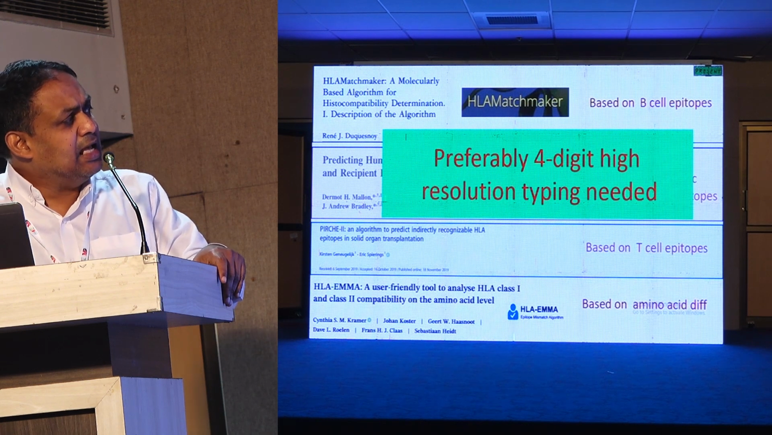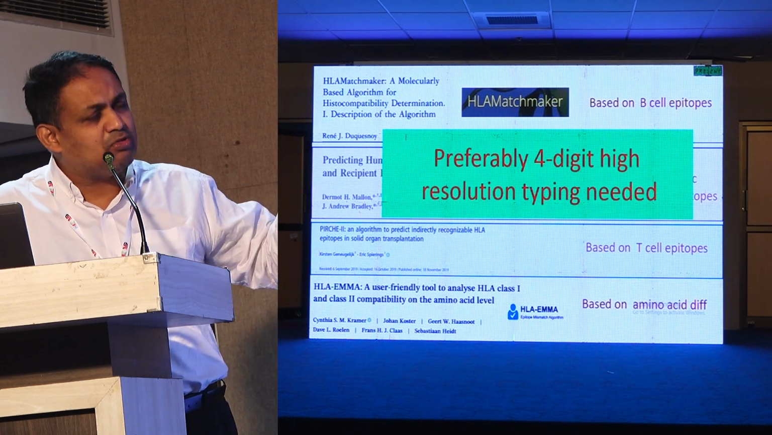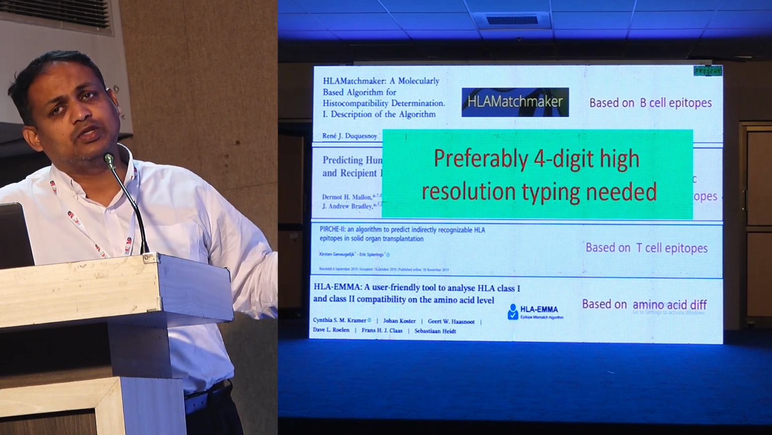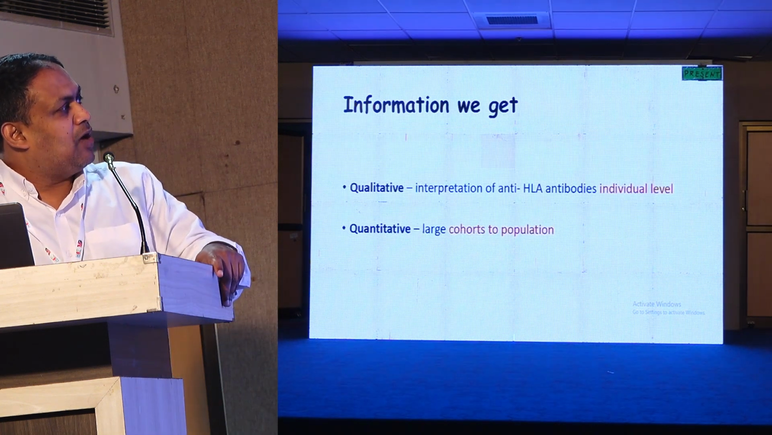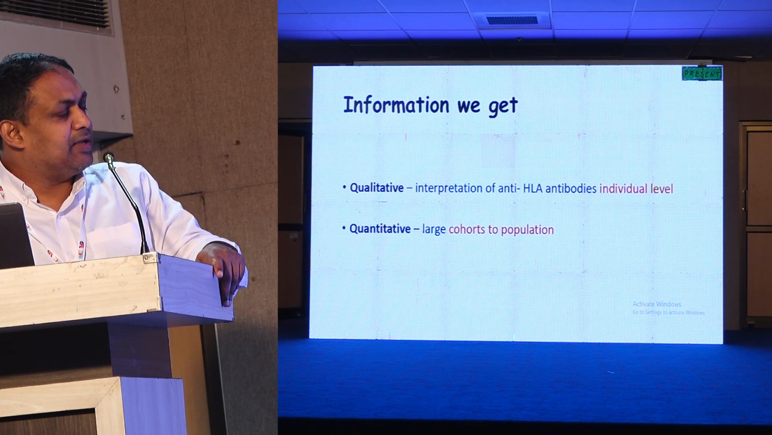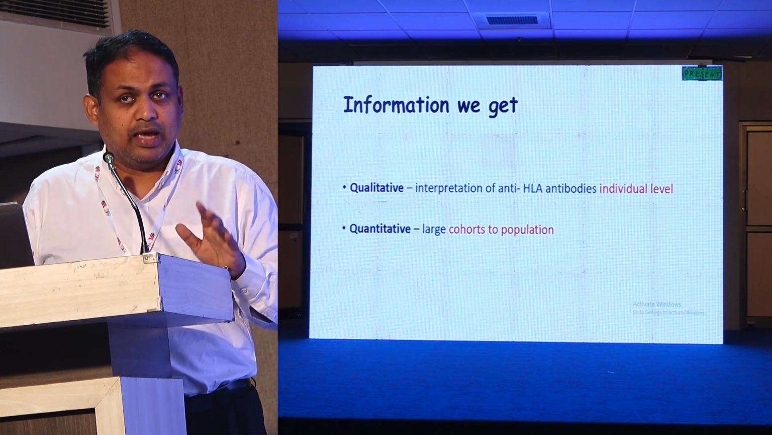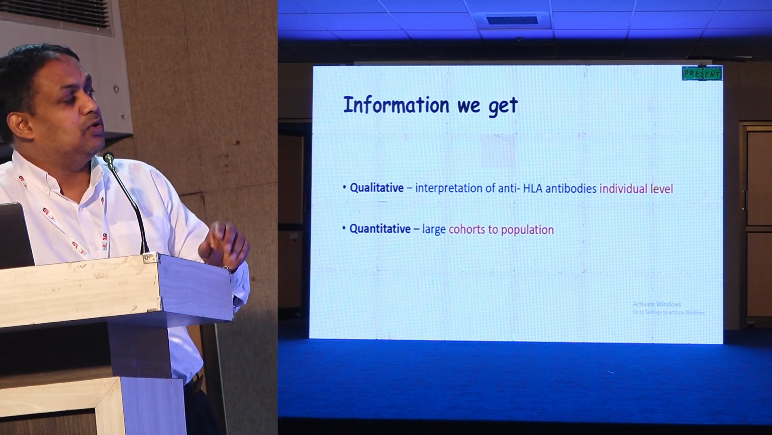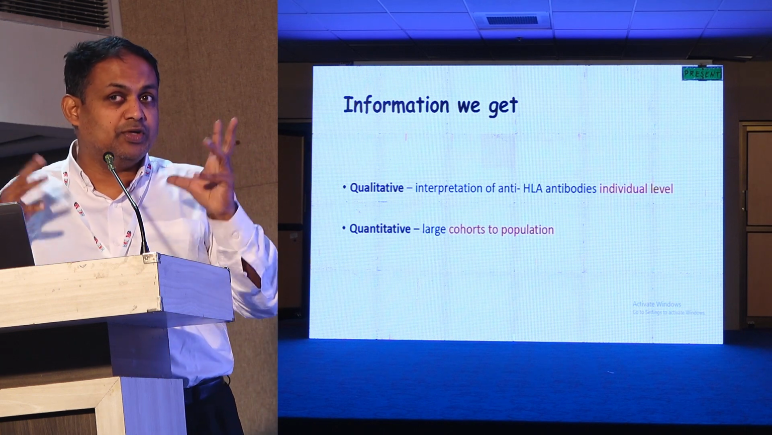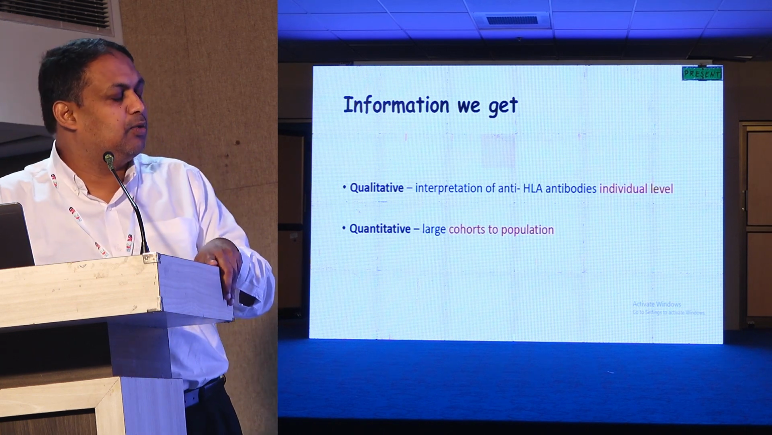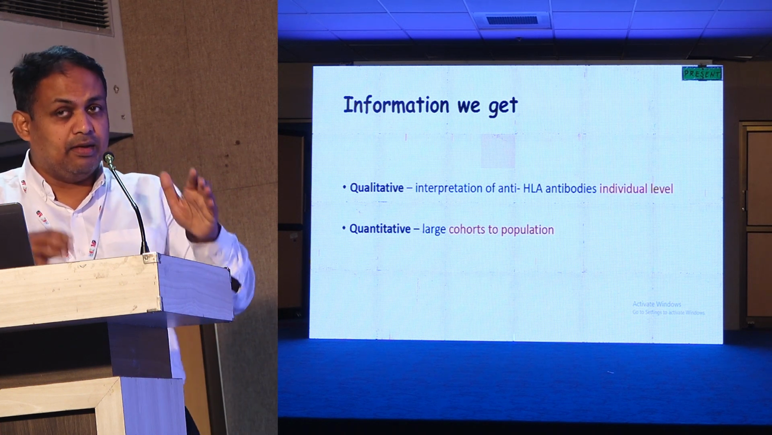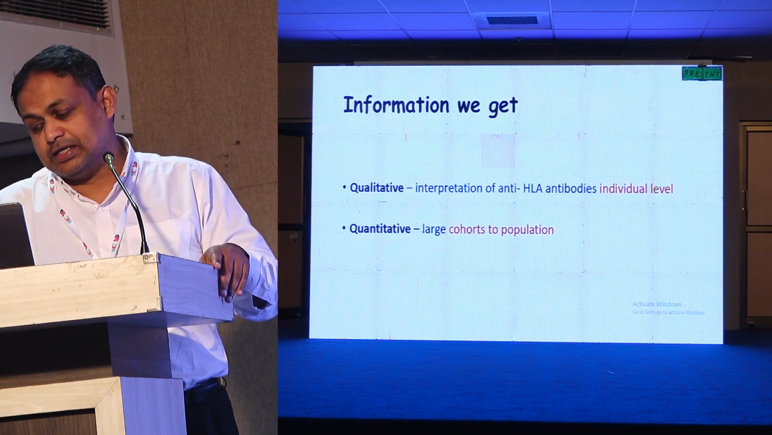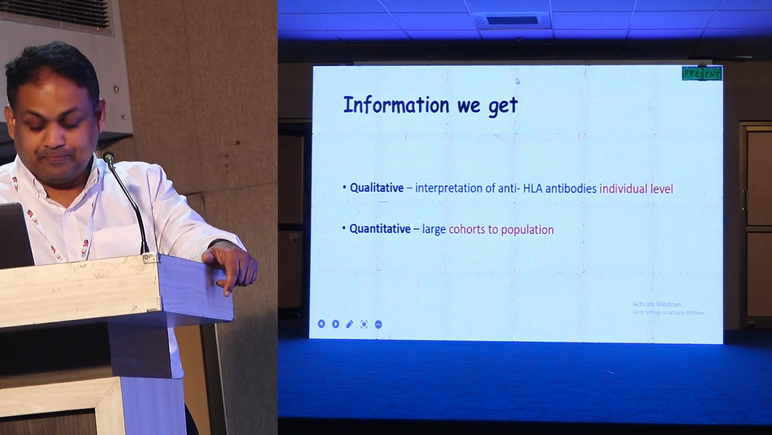The limitation is that everything is pretty much standardized for high resolution 4-digit typing. We need 2-field typing for that. So what can we do? We can do it at an individual level. Just like the previous scenario, it's more qualitative. You look at which epitopes are acting, and you can take a decision on your patient and the donor. And second is in bigger cohorts, like multi-center or single center studies.